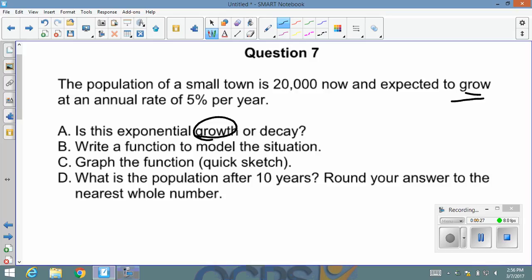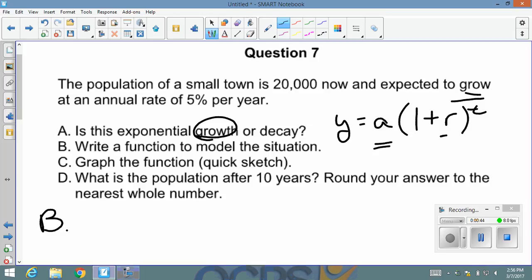To write a model for growth, we're going to use a times 1 plus r to the t because we're growing, we're getting bigger. Remember, for decay, you'll go 1 minus. So to write our actual model for b, what we need to know is our a and our r. A is the initial amount, so it's 20,000. And our rate is our rate of change, so 5%.